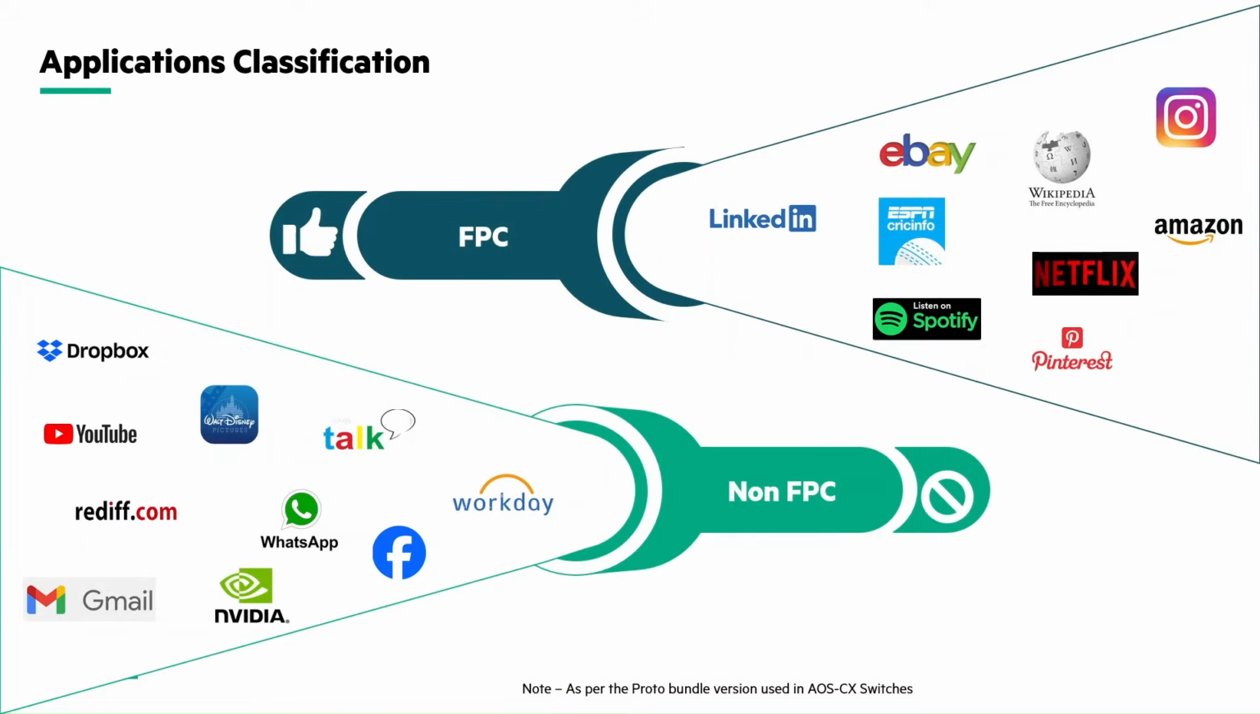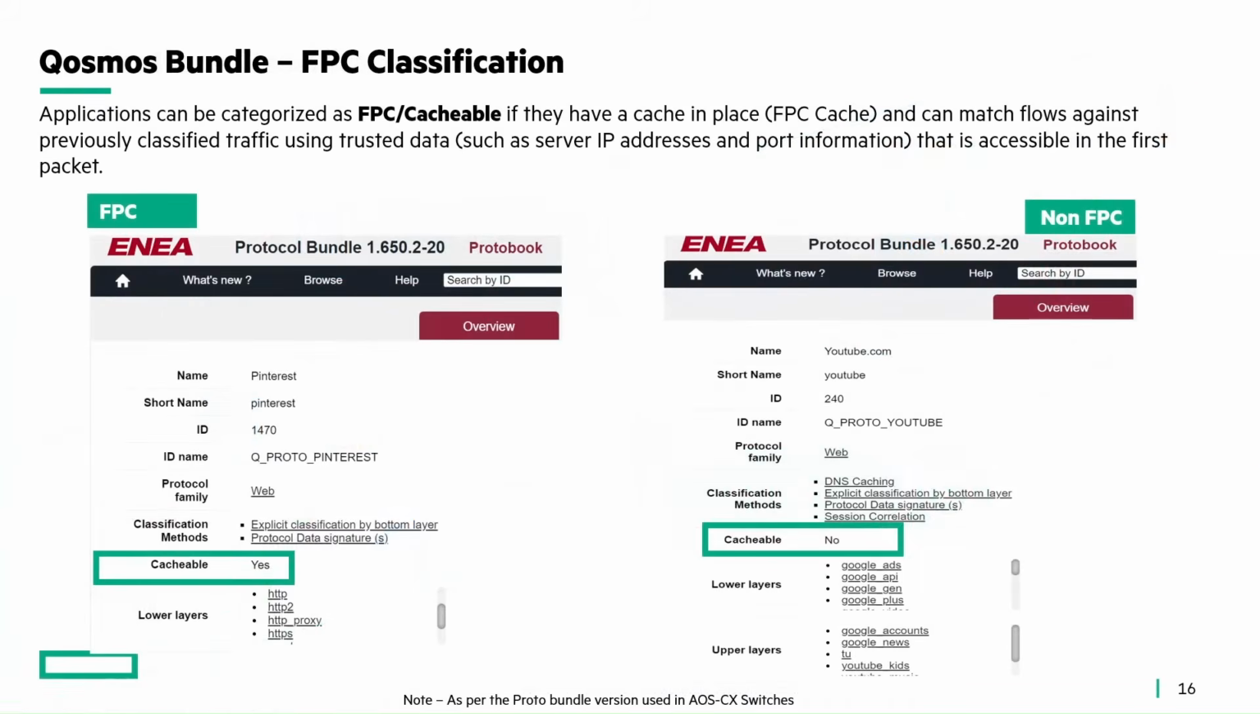Here is the list of some of the widely used applications classified as FPC and non-FPC as per the protocol bundle version used in our CX switches. So how do we know and identify if an application is FPC or non-FPC? Let's understand in this slide.